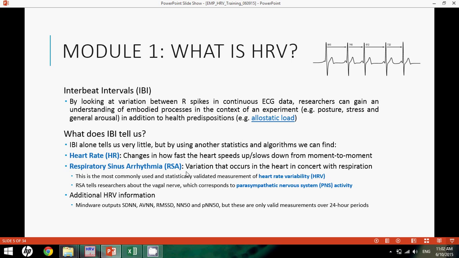And by understanding this RSA measurement, we can learn more about how the vagal nerve is working within the body, and generally how that corresponds to parasympathetic nervous system activity, which is the system that allows us to relax and turns off our sympathetic or fight or flight responses. So we can also find additional heart rate variability information from the IBI, but these measures are typically used more commonly within 24-hour periods. RMSSD will be of interest to us, but that will be done automatically within the program, obviously.